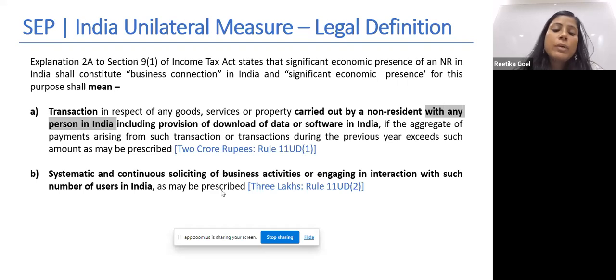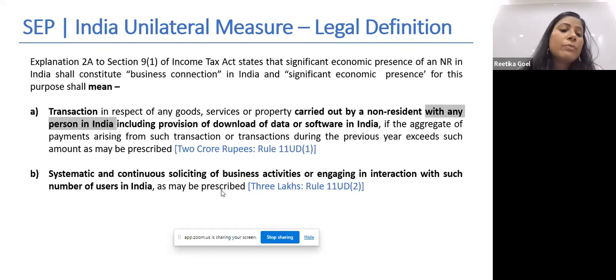So in 22-23, they brought Rule 11UD, through which they defined the actual threshold for the transaction for the revenue amount as well as the user base. Certain transactions in the digital economy are user driven and certain transactions are revenue driven. So if we talk about aggregators like Amazon or Flipkart, Myntra, I'm not sure if they all are global ones, their transactions are revenue driven because they are aggregators.